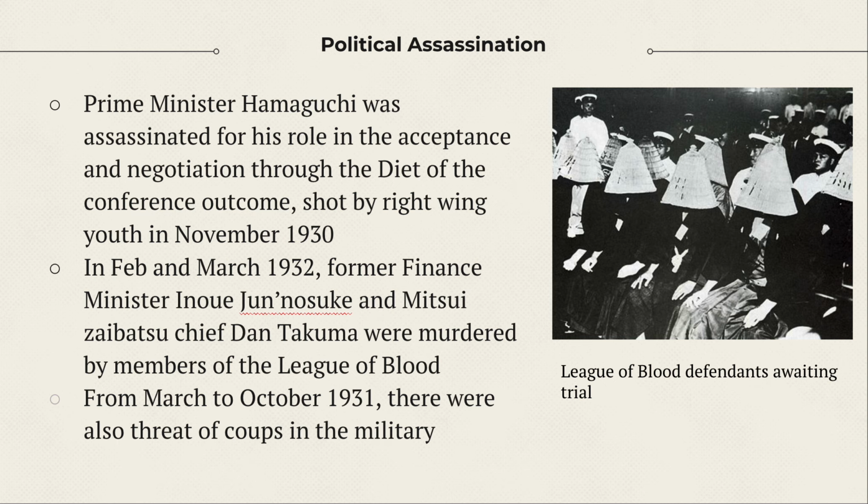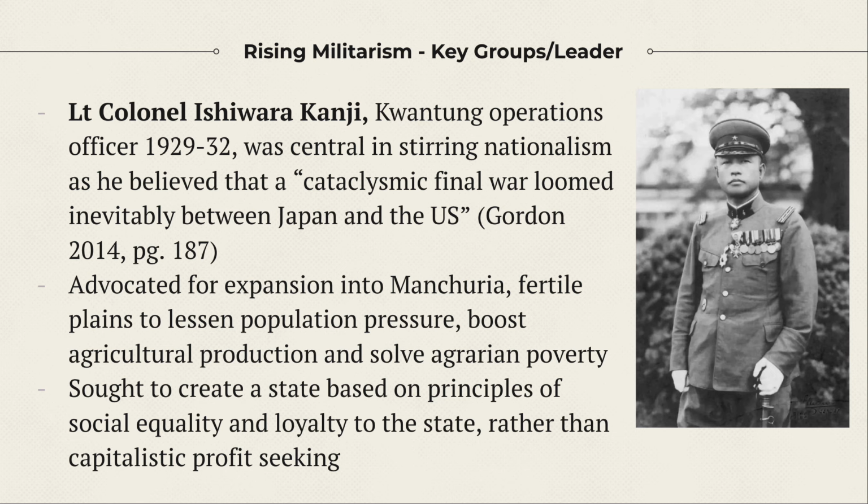This is particularly resonant during the Great Depression, when, with massive deflation, poverty becomes hugely problematic. People don't have access to food anymore. We see very poor harvests. We have a tsunami that hits Japan as well. So all of these messages are going to become more and more supportive when the Great Depression hits. And he seeks to create a state based on the principles of social equality, loyal to the state, rather than this capitalistic profit-seeking, which, as we know, the key group supporting that is the Zaibatsu. And so he is very much against the Zaibatsu.